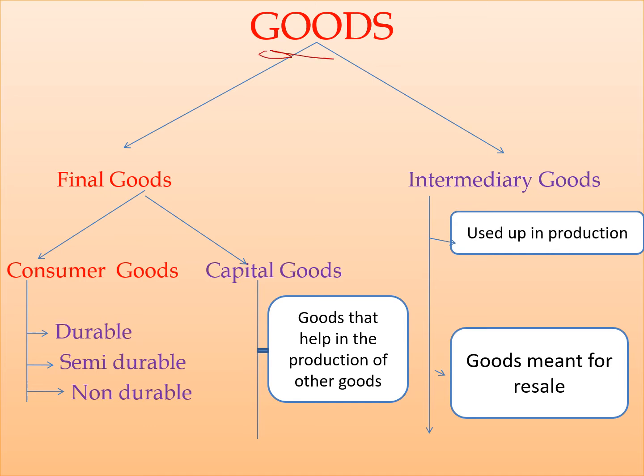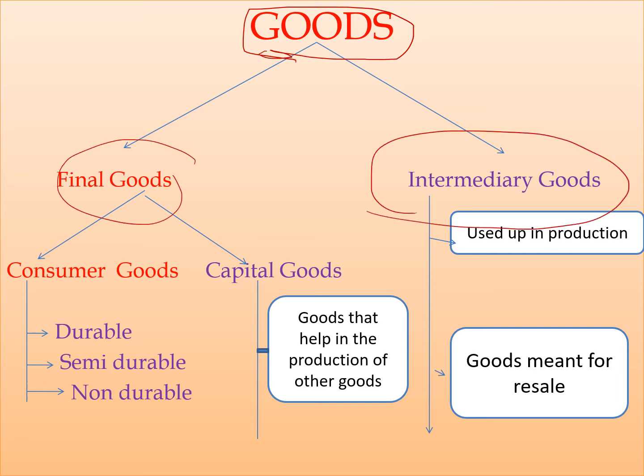So things we are making, we are going to sell, we are consuming something, which is called goods and services, right? So in goods you have two types, final goods and intermediary goods. So what is final goods? Final goods are of two types: consumer goods and capital goods.